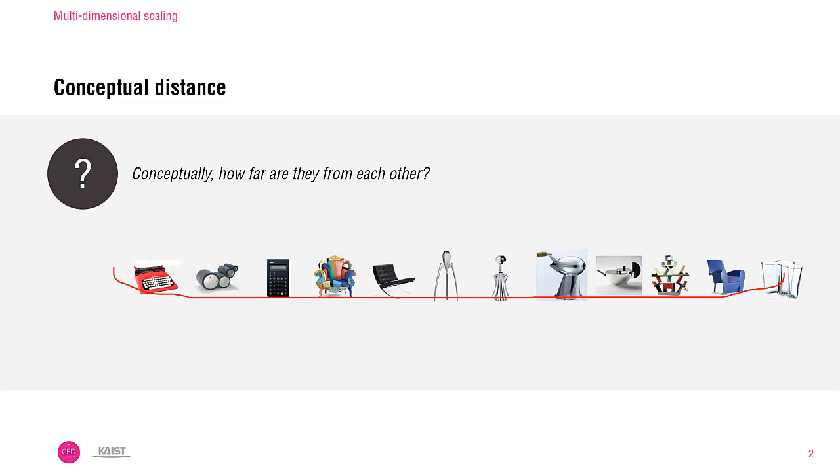The initial number of dimensions equals the number of items we compare. In this case, we start with 12 dimensions. The 12 dimensions can exist conceptually, and you don't need to visualize them. But when we need to visualize the conceptual distances among 12 items, we need to reduce the number of dimensions.